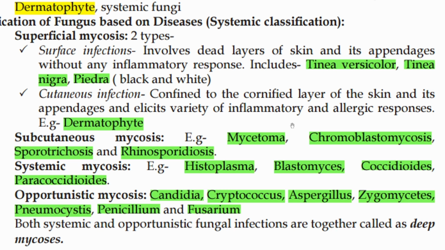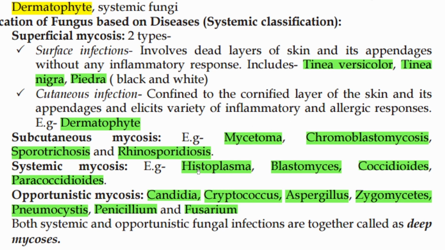Then we have the systemic mycosis. We have Histoplasma. Again we have done Blastomyces, Coccidioides, Paracoccidioides done, Candida done, Cryptococcus done. This thing, opportunistic, Aspergillus done, zygomycetes done. Pneumocystis. What is the meaning of pneumo? Pneumo means lung. Cystis means bladder or sac like. So they form sac like lesions in the lung. Okay, what is that famous one, Pneumocystis jirovecii? So they form sac like cysts in the lungs.